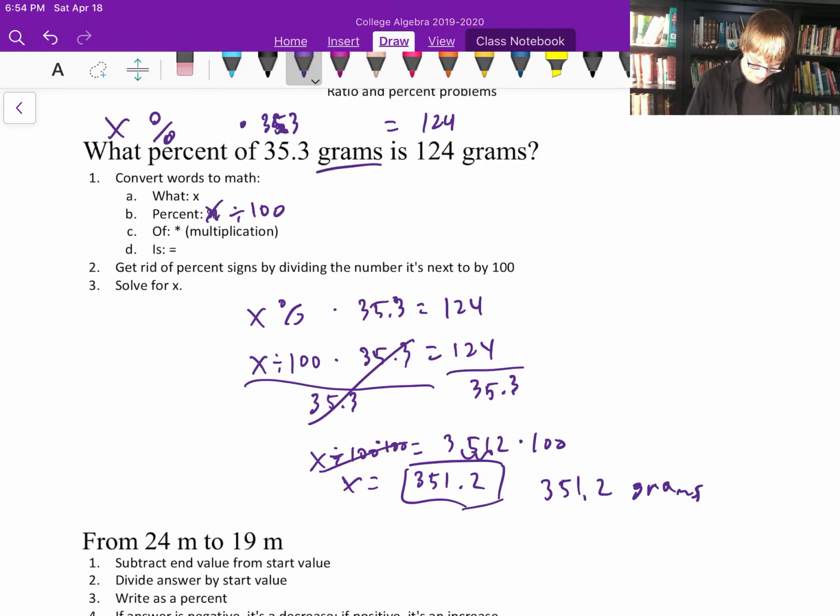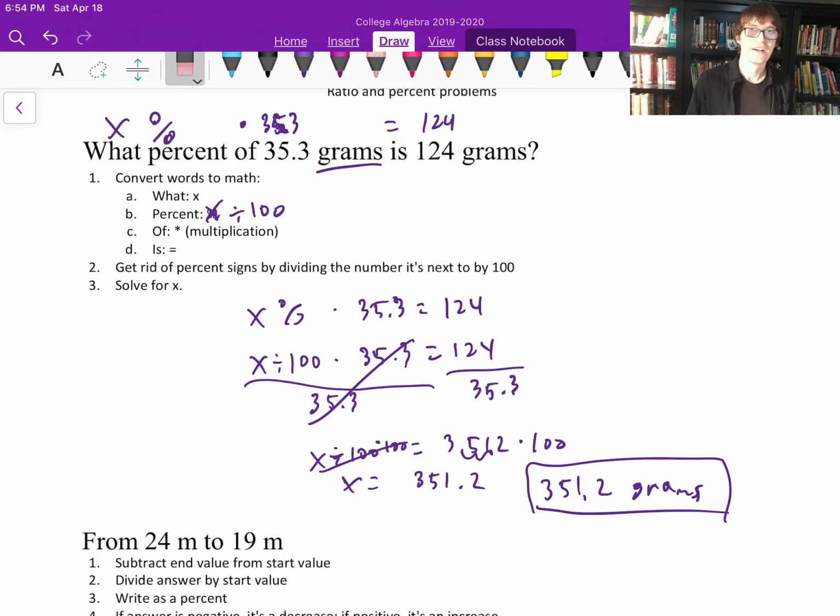And so maybe this one would actually be a little bit more recommended. So I'll put a box around that one. But really, that's the answer. You just turn it into a math problem and solve it that way.